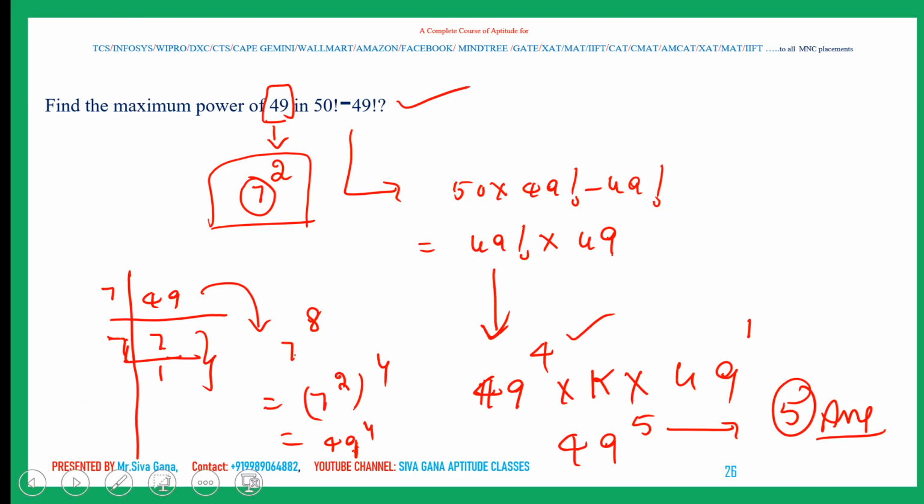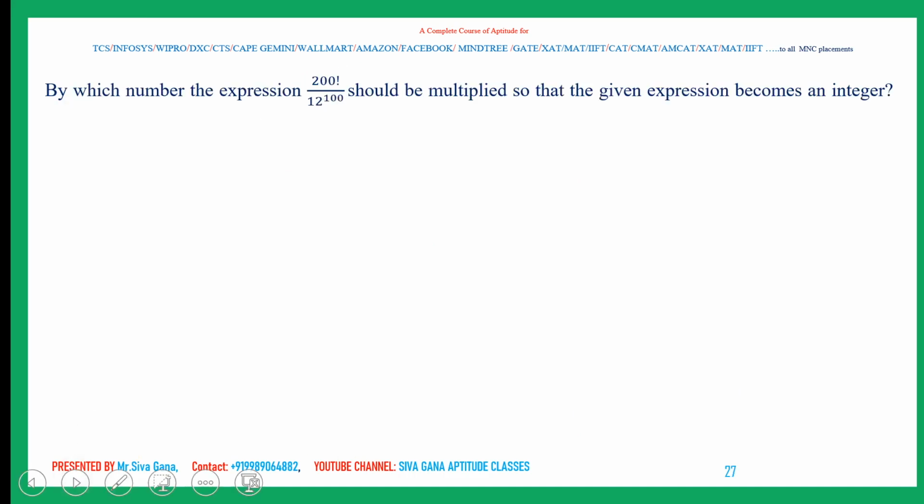This was a previously asked question. To understand these questions better, you have to listen repeatedly to session 1. In session 1, I explained at length how to find the maximum power of a prime number in the given factorial, as well as how to find the maximum power of a composite number in the given factorial. That is what I explained. This is the extended session of part 1.